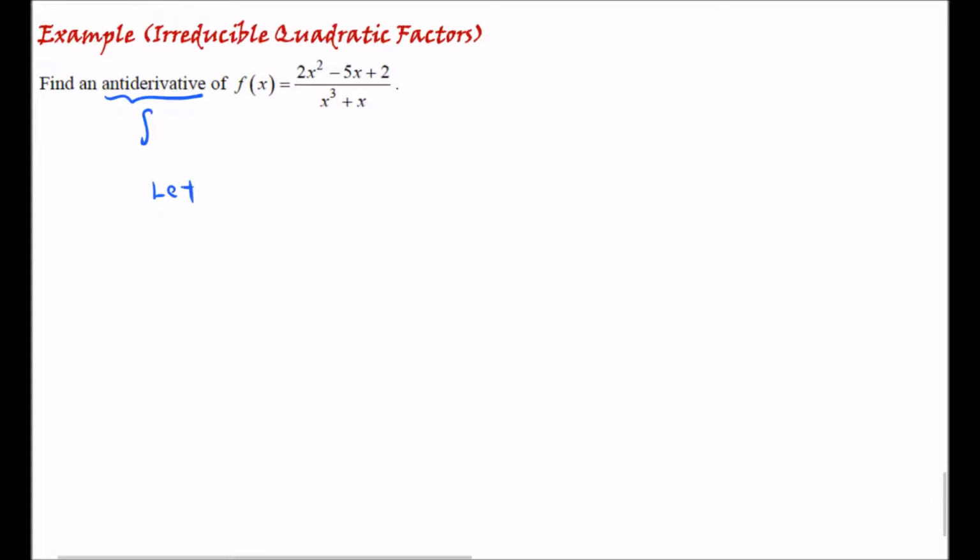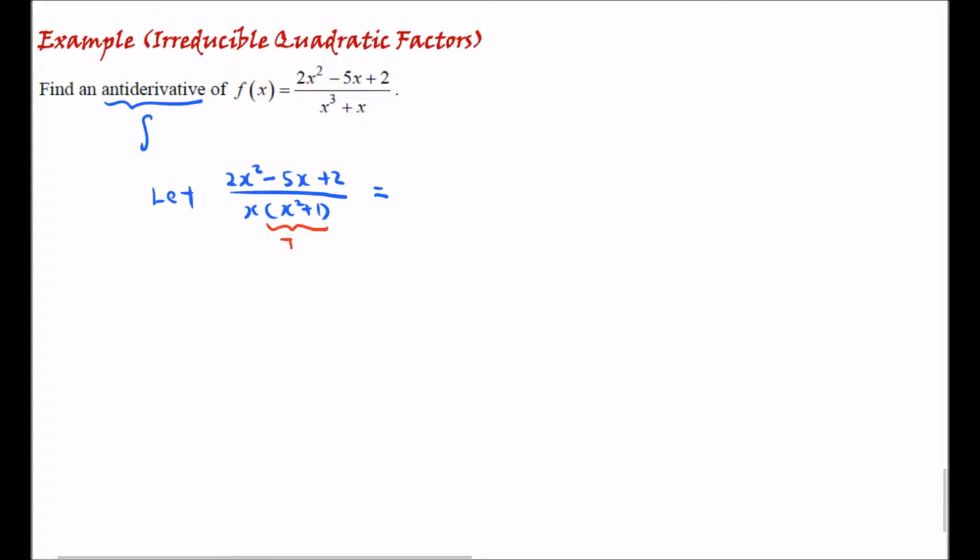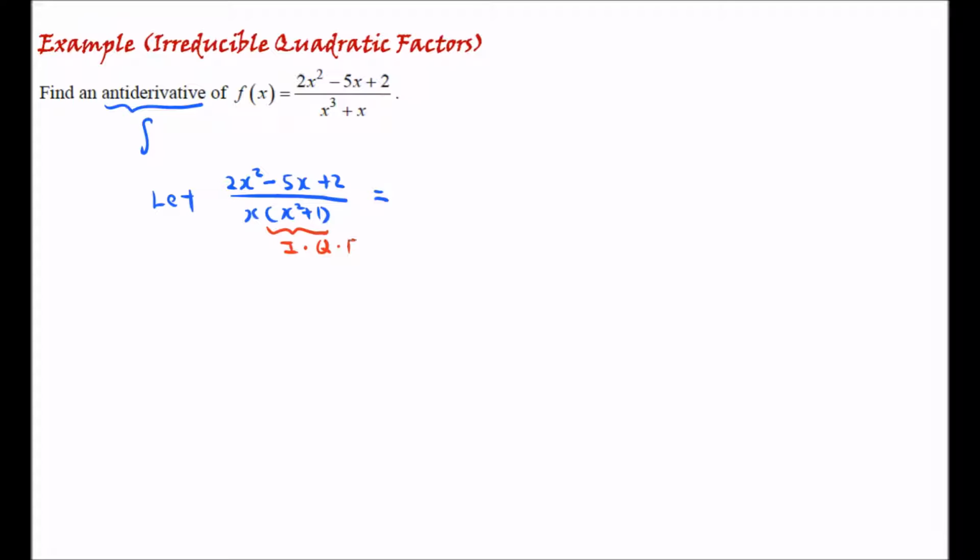So we say let (2x squared minus 5x plus 2) over (x cubed plus x), you can take out the common factor, x(x squared plus 1), equals to this. Now this is your irreducible quadratic factor, means cannot be factorized. Okay, so any quadratic factor that cannot be factorized will be under this category, IQF. So we have the first, this is A, but x itself is linear, so it's a distinct linear factor, DLF.